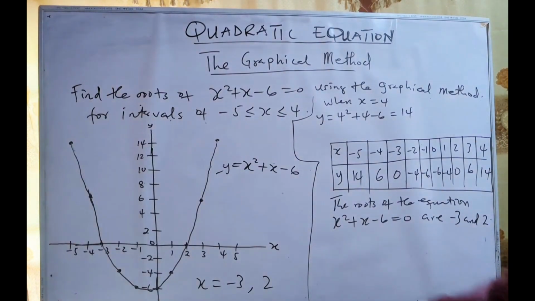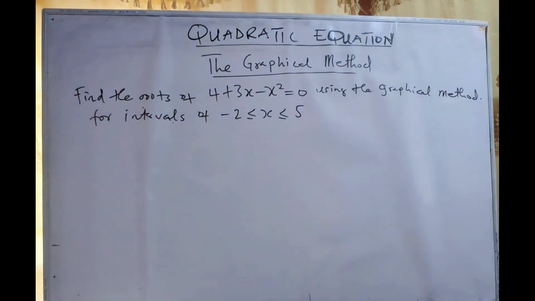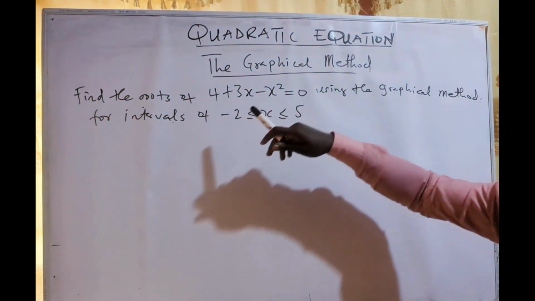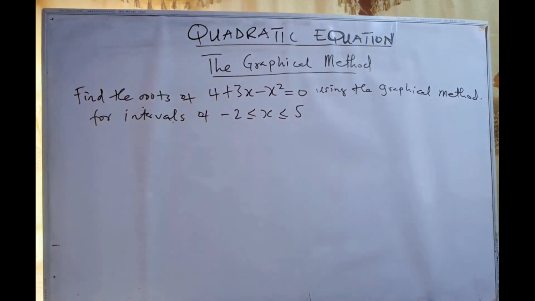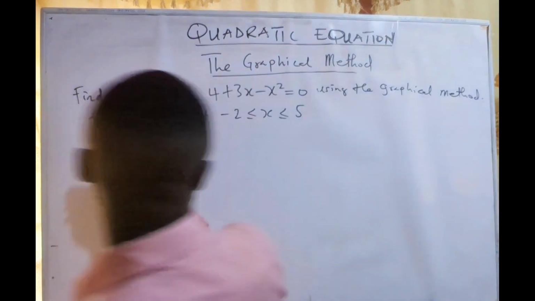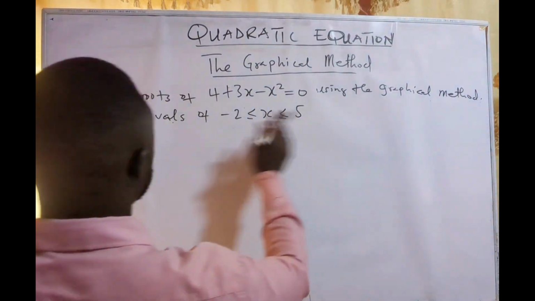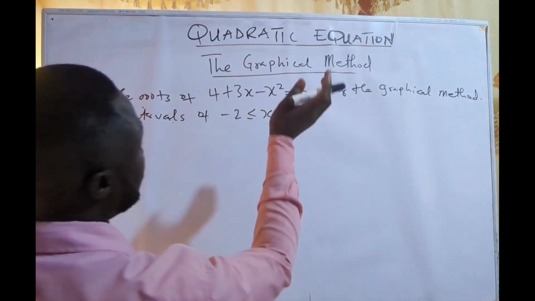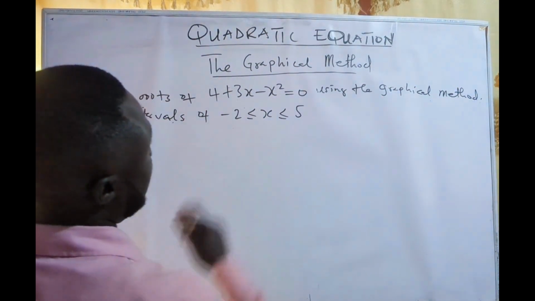We are going to solve a question where the curve has a maximum. Okay, so let's look at an example where the coefficient of the x squared is negative. We are finding the roots using the graphical method for the interval negative 2 less than or equal to x, less than or equal to 5.